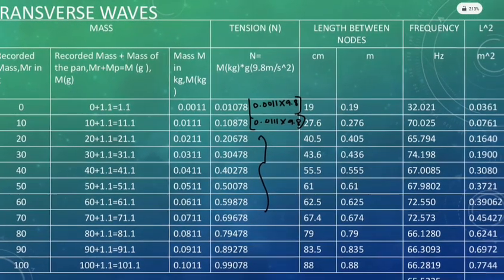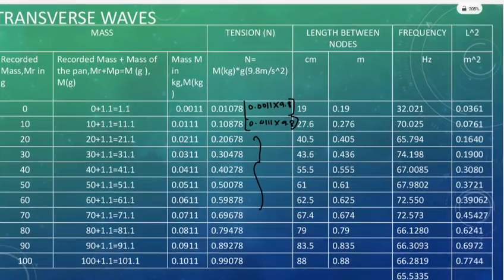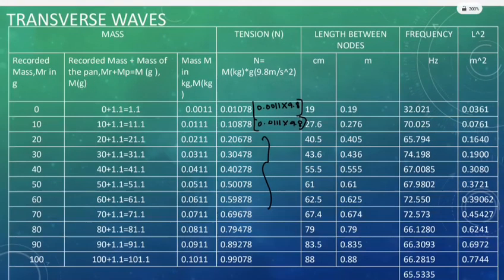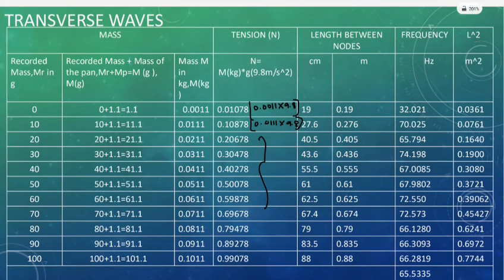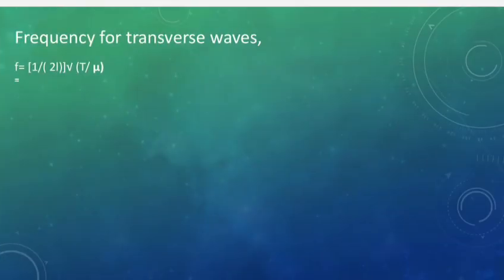The next column is the length between nodes, which we measured experimentally. In the first column we have taken it in centimeters and we have converted it to meters in the second column of lengths between nodes. Next is frequency, which is calculated by the formula for transverse waves, that is F equals 1 by 2L root of T by mu. Let's put in the values and get the result.